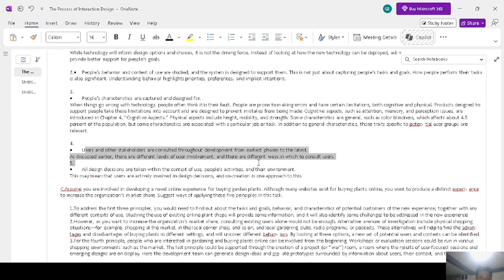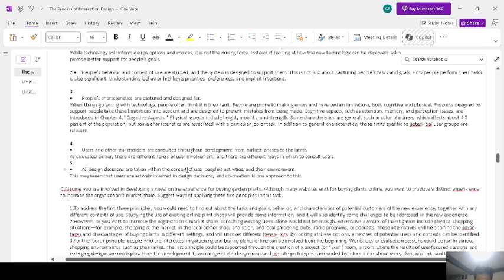So to remedy that, you need to be able to read classic books, but preferably you want to do that before your age 28. Users and other stakeholders are consulted throughout development from earliest phases to the latest. As discussed earlier, there are different levels of user involvement, and there are different ways in which to consult users.